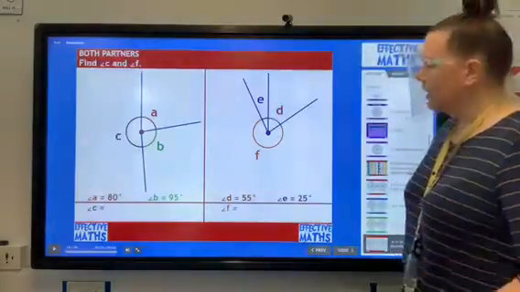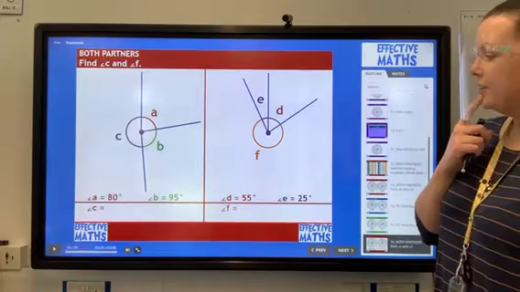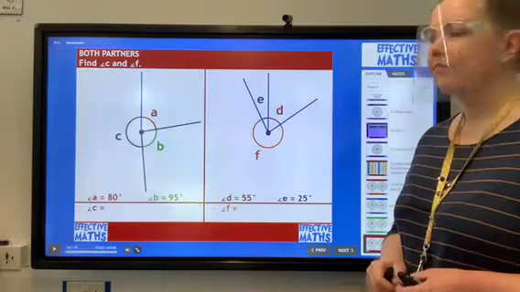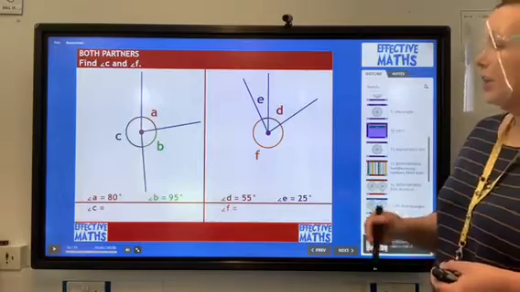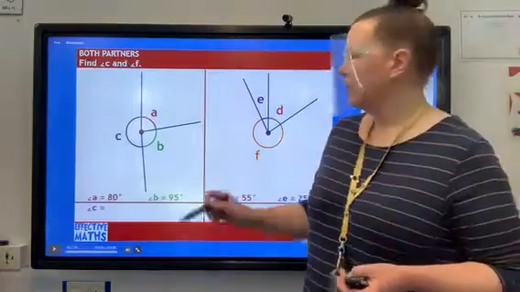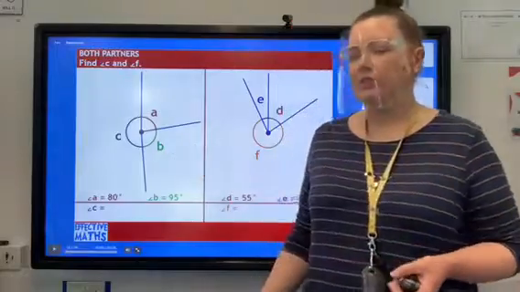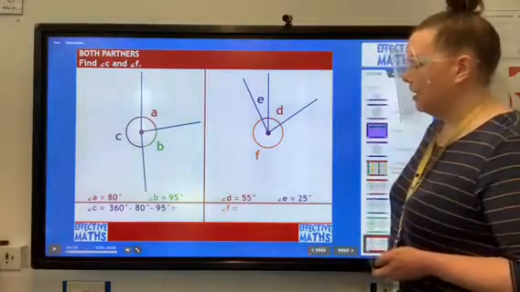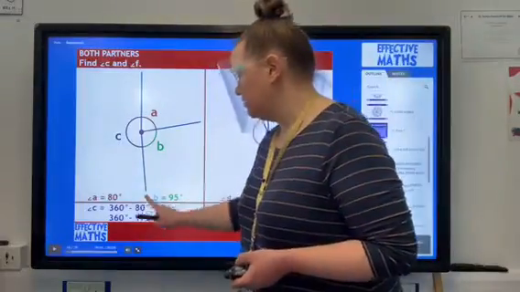Okay? This one's a bit different. How do we find angle C on this? What do we first need to do? Add angle A and angle B together, because we know that this is going to equal 360. It's done a full turn. So to find our missing angle, we add the two that we already know together. A plus B equals 175 degrees. So there's a calculation: 360 minus 80 minus 95 equals 360 degrees minus 175 degrees.